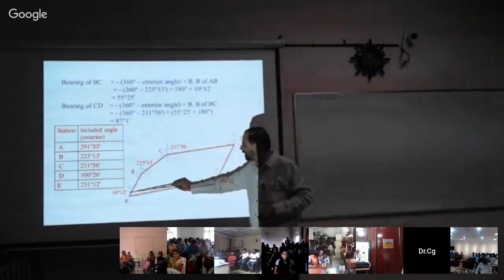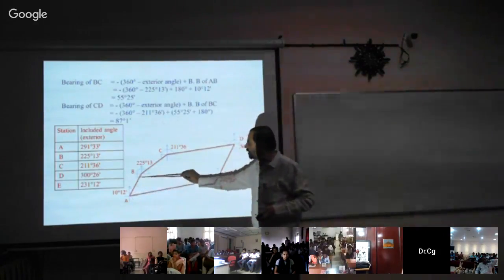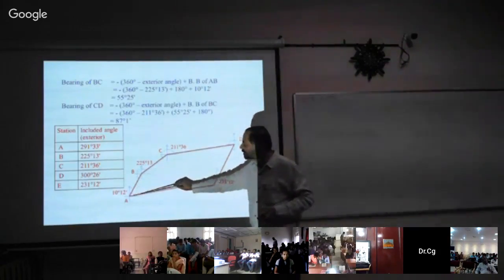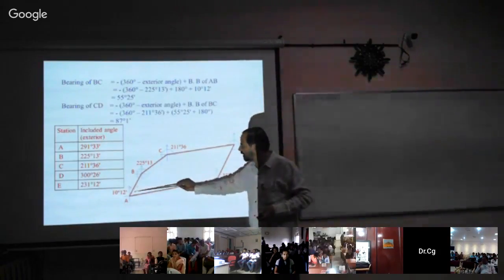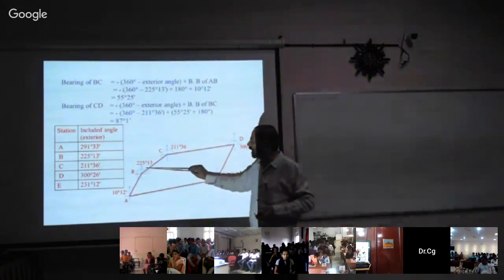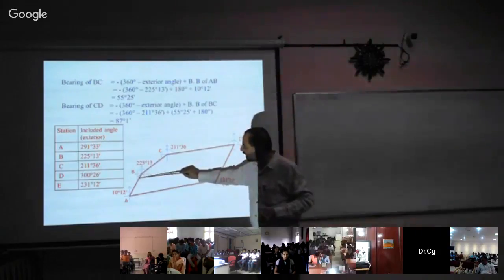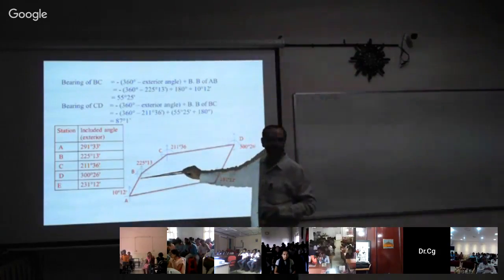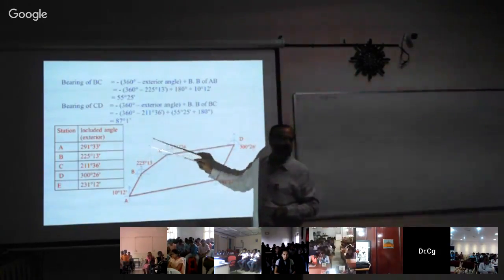So from here to here, it is 10 degree per minute. Then the length is known and the angle is known. Then from here, AB again. Now calculate the exterior angle. Now this is the alternate angle. This is 10 degree per minute. The rest we can calculate.